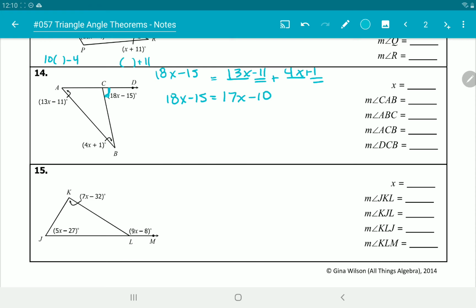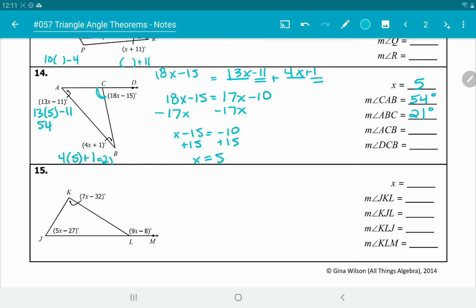Okay. Now if we subtract 17x from the other side, we're going to get that x minus 15 equals negative 10. Then if we add 15, that gives us that x is equal to 5. So x is equal to 5. And now we have to try and figure out what each of these angles are. So CAB is going to be this one, 13 times 5 minus 11. That's going to give us 54 degrees. So we'll go and write that in there. ABC is 4x plus 1, so 4 times 5 plus 1, which is going to give us 21 degrees.